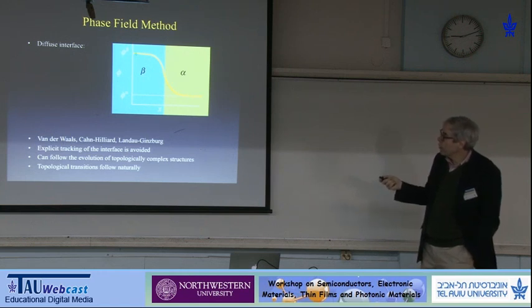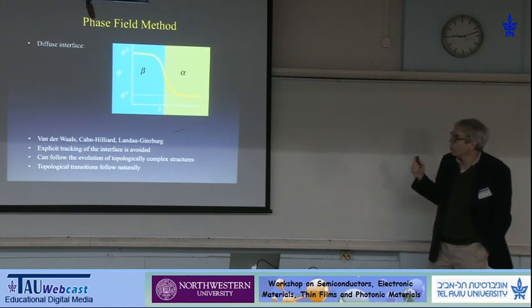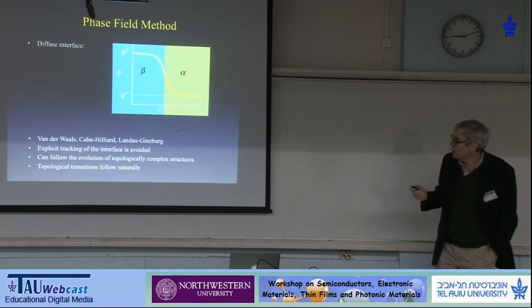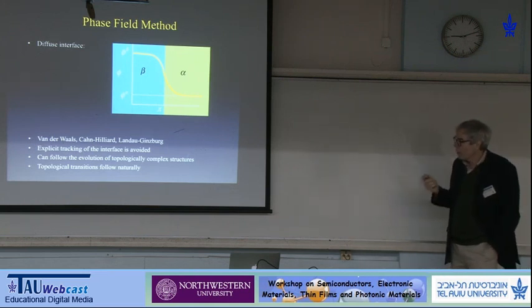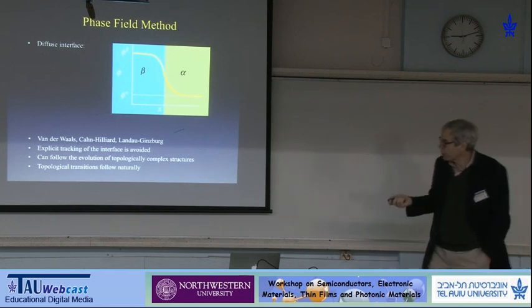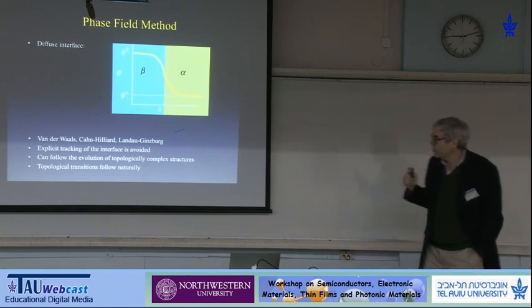In other words, you have an equation that holds at all positions in space. You don't have to worry about where the interface is actually located, and so it avoids the explicit tracking of the interface. You can follow these topologically complex structures, which I'll show you, and topological transitions follow naturally.